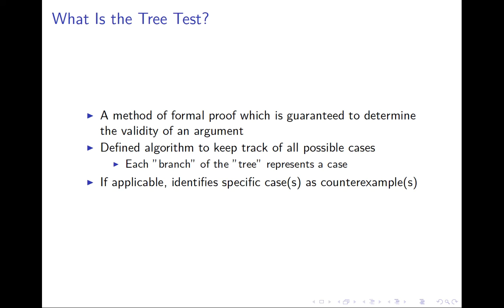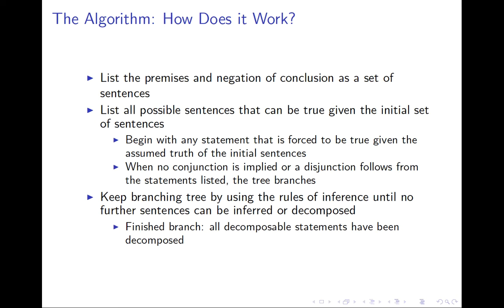The tree test is a method of formal proof which is guaranteed to determine the validity of an argument, and it keeps track of all possible cases, where each branch of the tree represents a specific case. Also, a tree test identifies specific cases as counterexamples if one exists, thus proving the argument to be valid or invalid. So the algorithm, or how does it work?